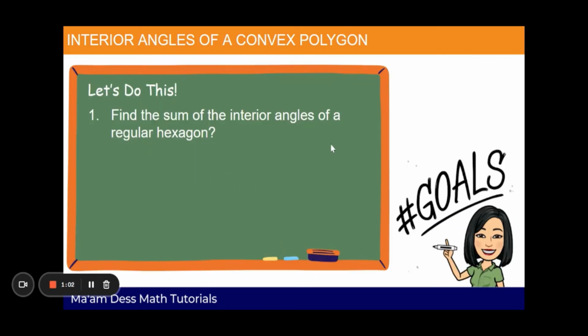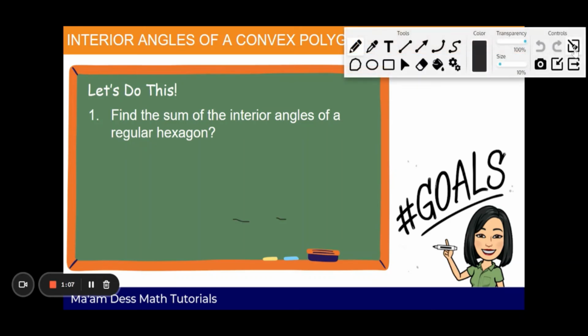Okay, now, let us solve this problem. For number 1. Find the sum of the interior angles of a regular hexagon. Okay, so as we all know, in a regular hexagon, we'll have n is equal to 6. Okay, and then let us have our formula. Quantity of n minus 2 times 180 degrees.